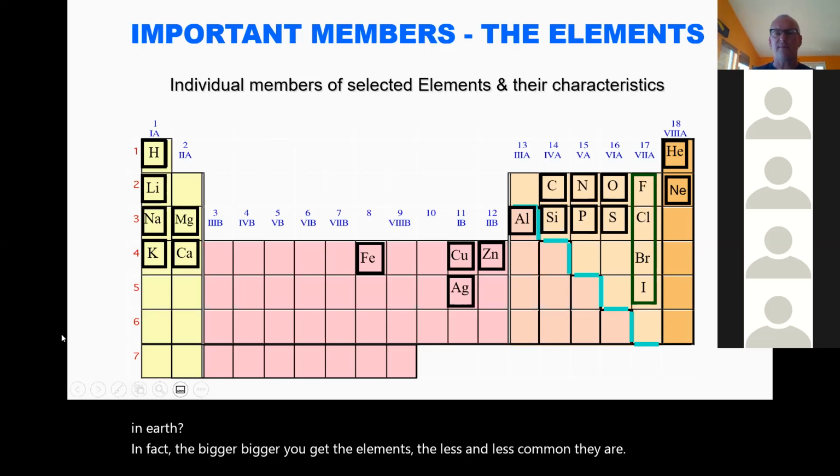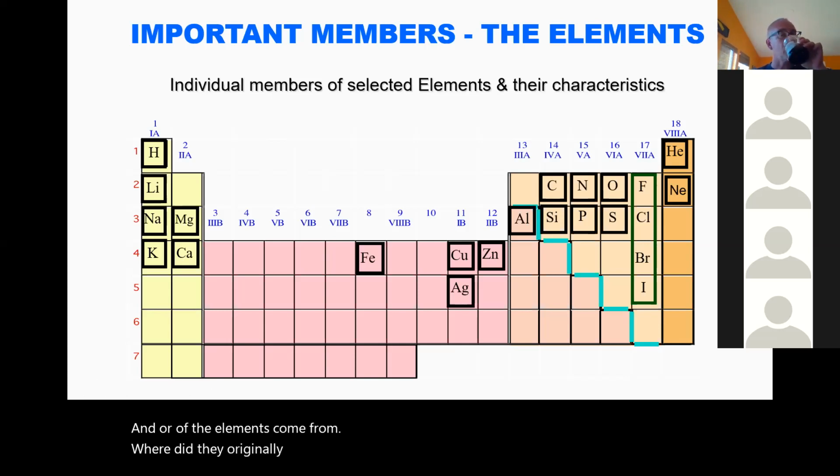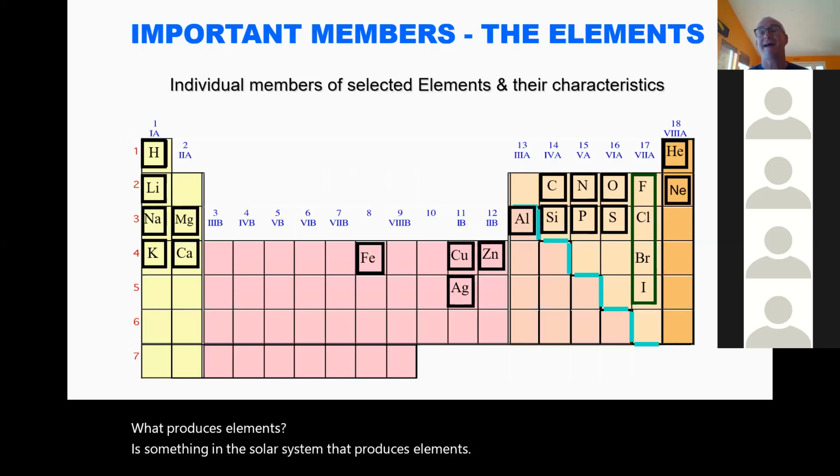And anyone know where the elements come from? Where did they originally come from? Rock. They were somewhere else before they were in rocks. What produces elements? There's something in the solar system that produces elements. The sun. The sun, exactly.